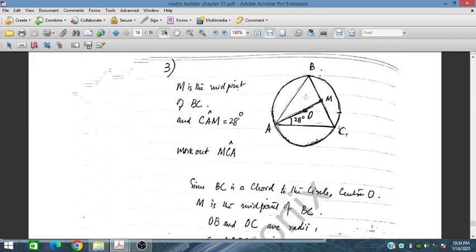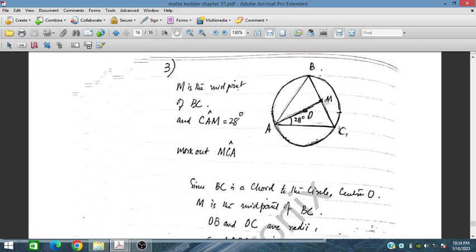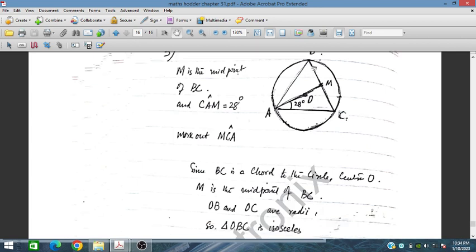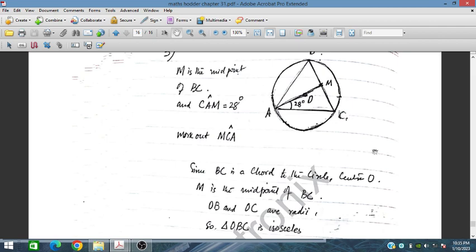So M is the midpoint on BC, and CAM is given as 28 degrees. Work out MCA. We have to find this angle. So BC is a chord to the circle center O, and M is the midpoint of BC. OB is a radius, and OC is also a radius.